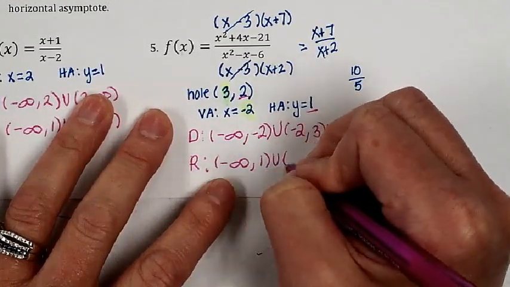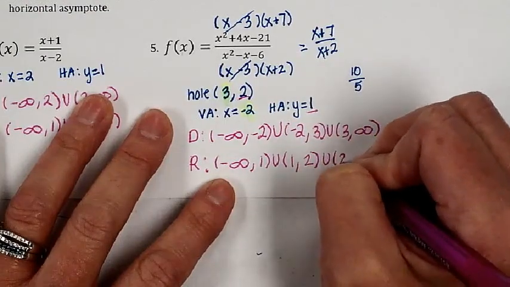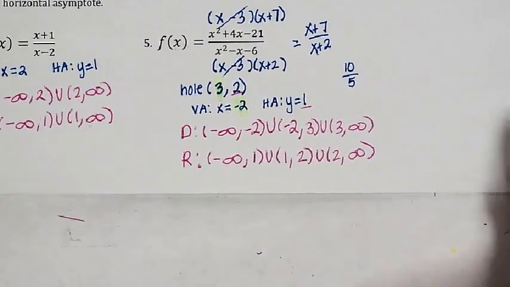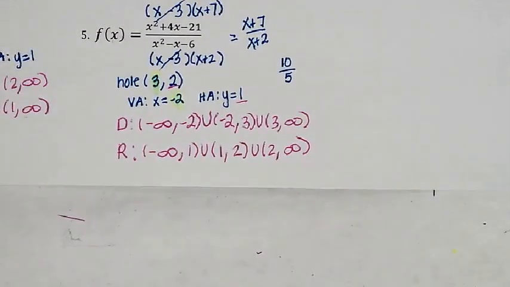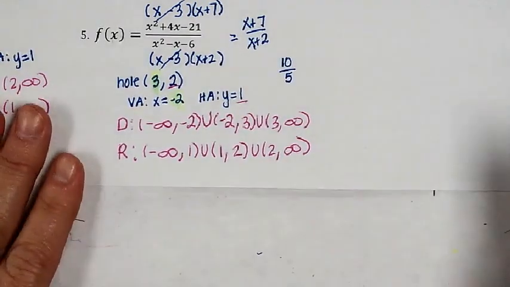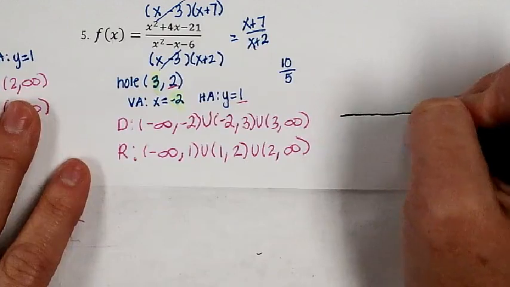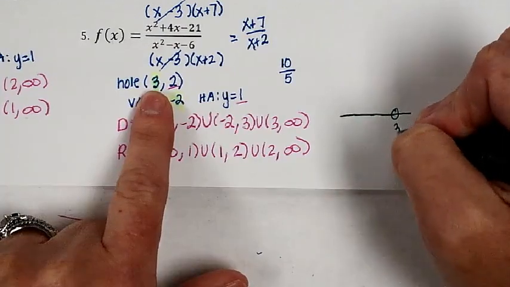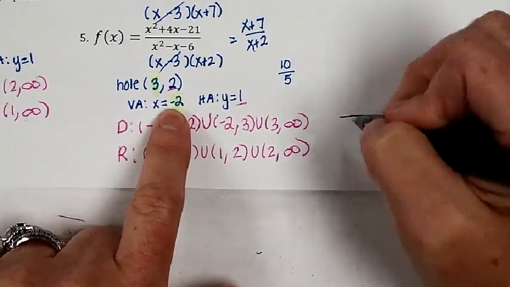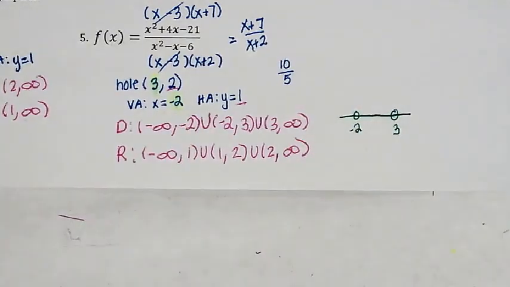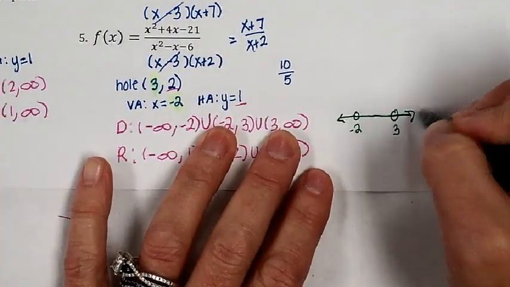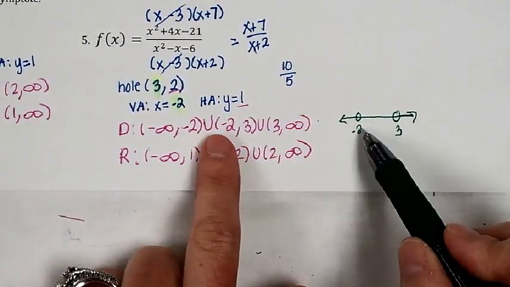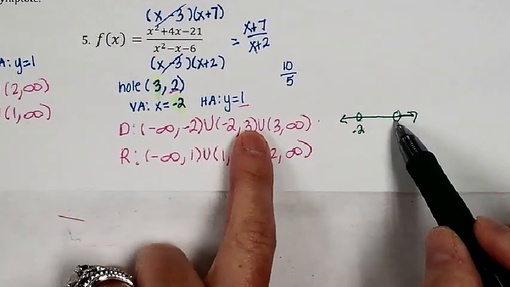Alright, if that's still kind of confusing, my suggestion, if you need more of a visual, think about a number line. So here's my domain. We have a hole where x is 3, so this is going to be at 3. I have a vertical asymptote at negative 2. So negative infinity to negative 2. Then we pick it back up from negative 2 to 3, and then pick it back up from 3 to infinity. Any questions?